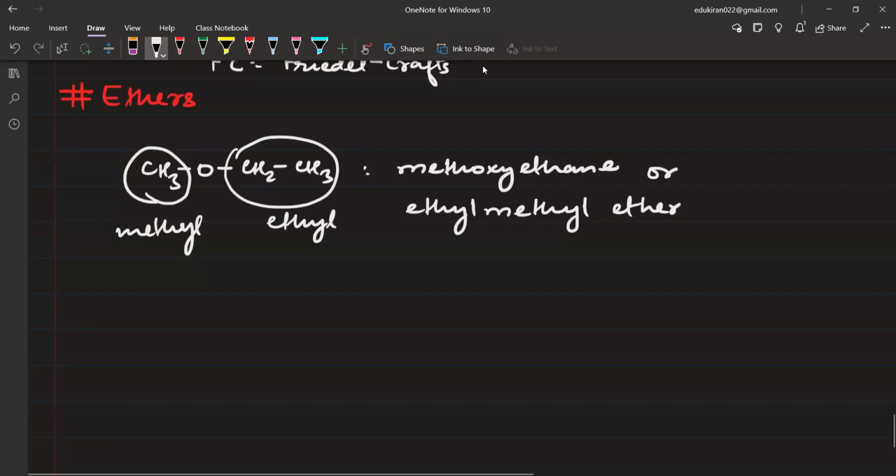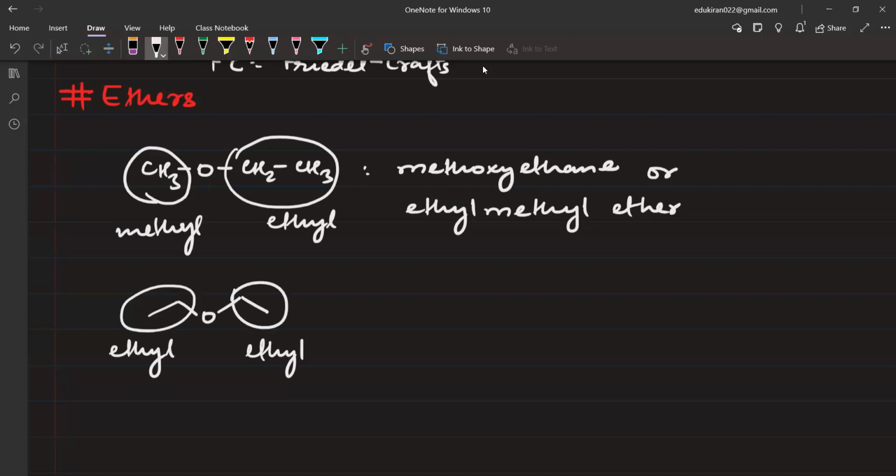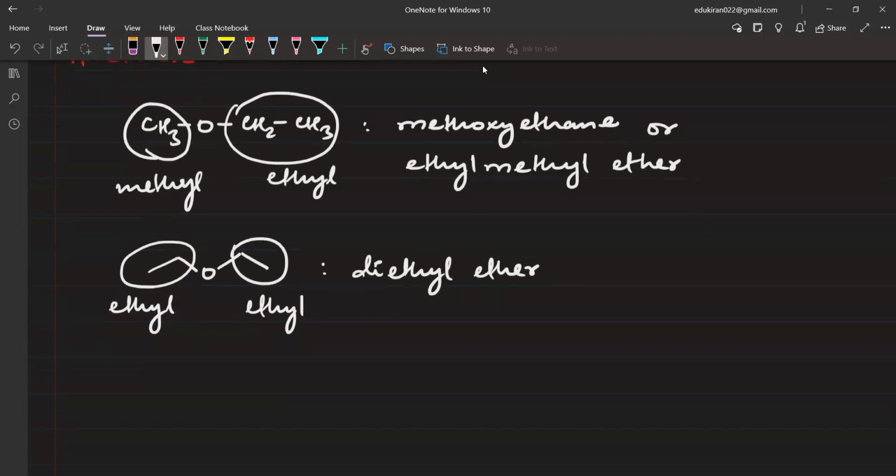This is when you have different alkyl groups. But suppose I have something like this: 2 carbon atoms, oxygen, 2 carbon atoms. Here also we have ethyl, here also we have ethyl. So in this case, I will write the name as diethyl ether. And similarly, if I have this, it will be dimethyl ether.